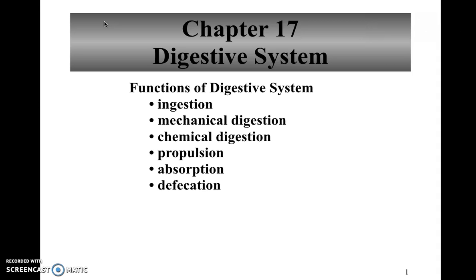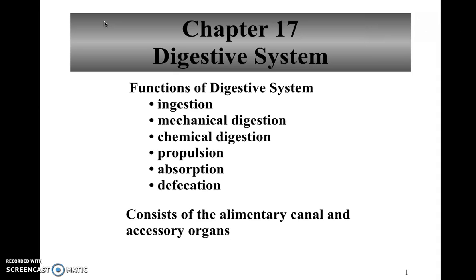Propulsion is simply moving the food through the digestive system. We're going to talk about that here in just a moment. Absorption of digested nutrients from the digestive system into the blood happens primarily in the small intestine. And defecation is elimination of the undigestible materials, the waste.